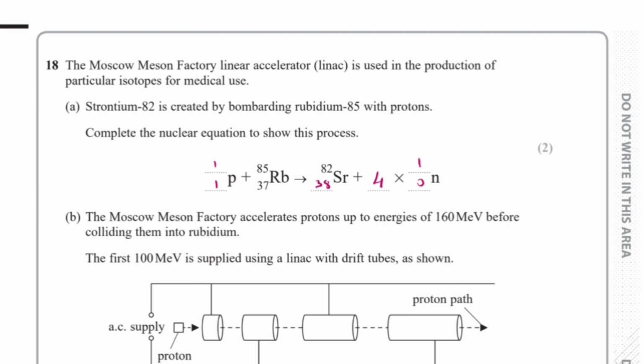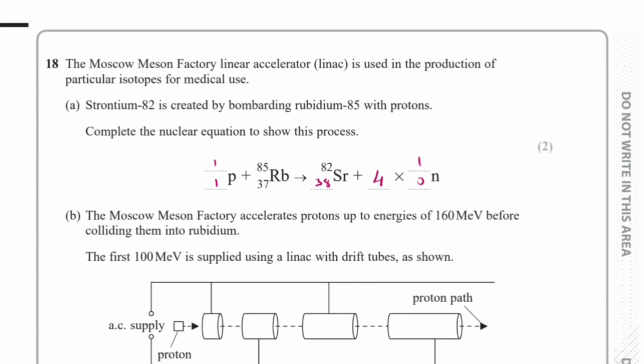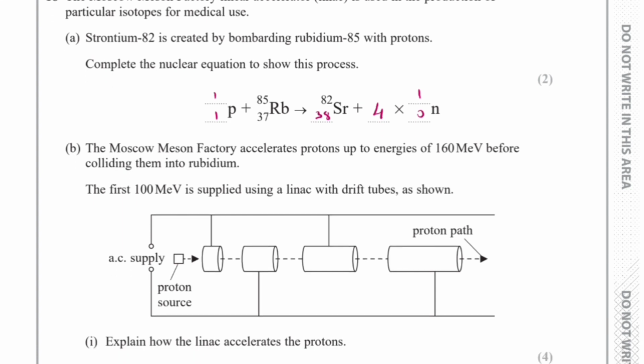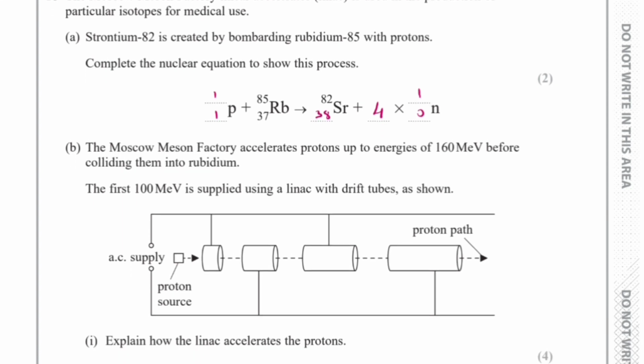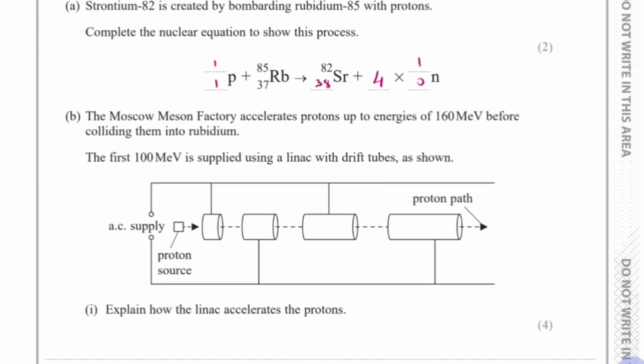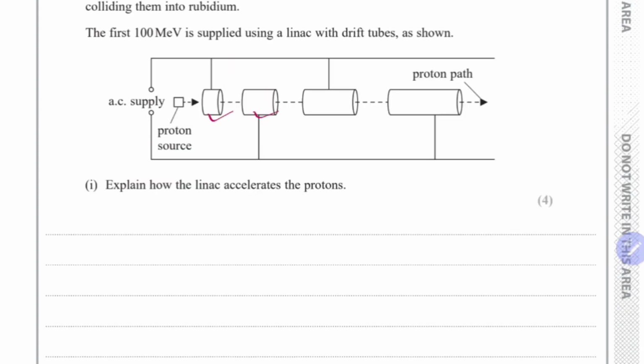Part B. The Moscow-Mason factory accelerated protons up to energies of 160 megavolts before colliding them into rubidium. The first 100 mega electron volts is supplied using a LINAC with drift tubes as shown. Explain how the LINAC accelerates the proton. Here, these are the drift tubes which have opposite charges. If this is positive, this is going to be negative.